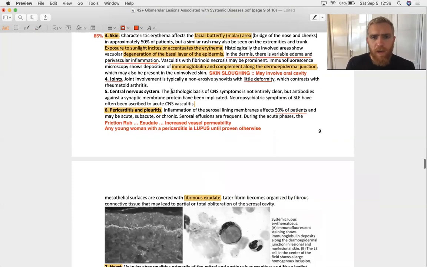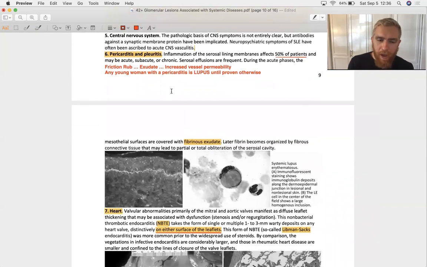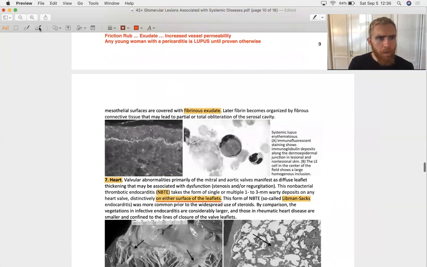So again, skin sloughing might involve the oral cavity. Why? Keep your eye on the ball. Type 3 hypersensitivity. Here's an immunostain that's showing you immune complex deposition just right on the floor of that epidermis, right on top of the basement membrane along that stratum basale.